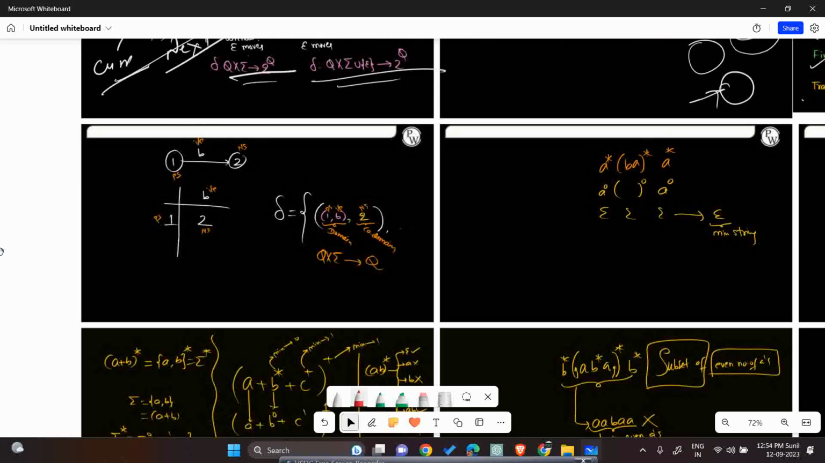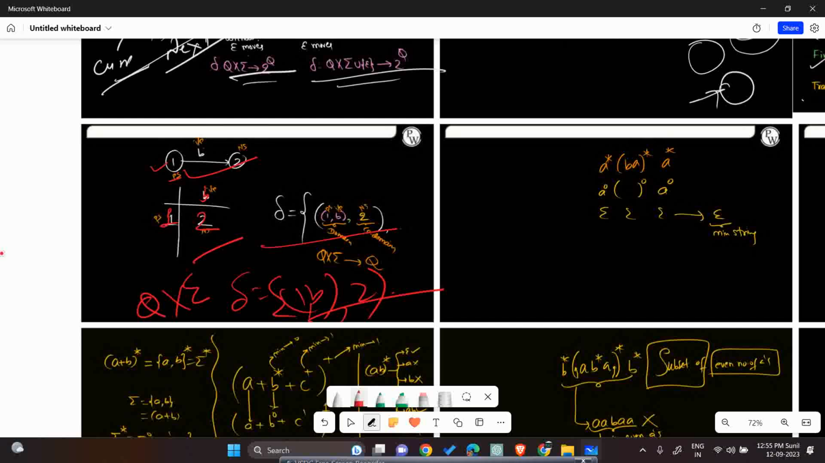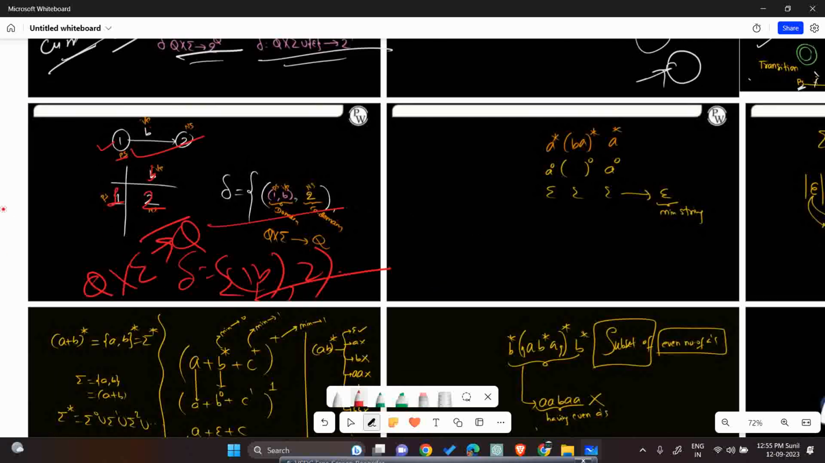When the present state is 1 and the input is B, we will transit to the next state, which is 2. This is the transition function we will make. Transition function, what will it be? State 1, input is B, we will go to 2. This is state cross input belongs to next state. It could be one also, right?